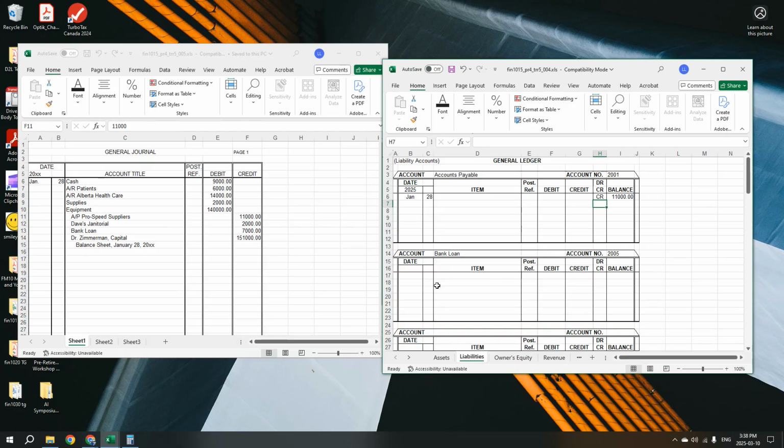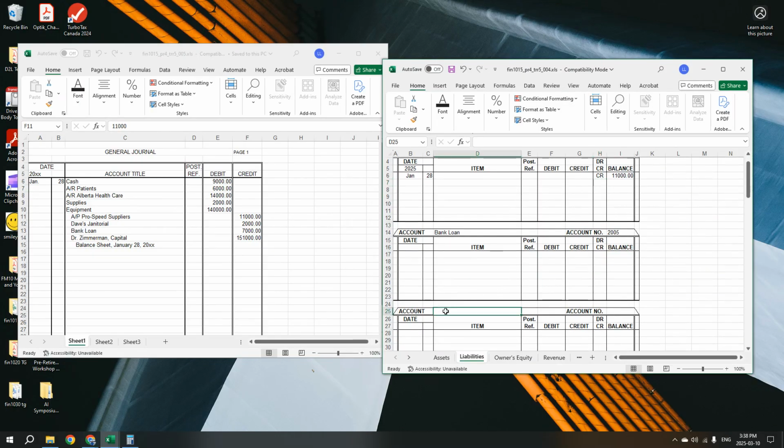And then Dave's janitorial, we'll need to put in a new one because it's not there. So we'll say Dave's janitorial. And the balance is $2,000. As we said, this is a credit because it's a liability. And then bank loan is $7,000, also a credit, and also on January 28th.